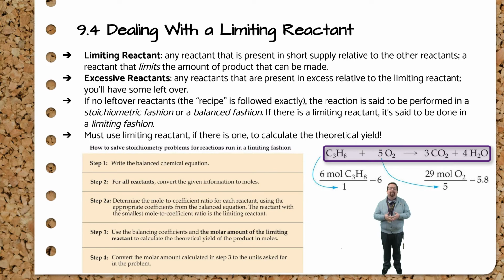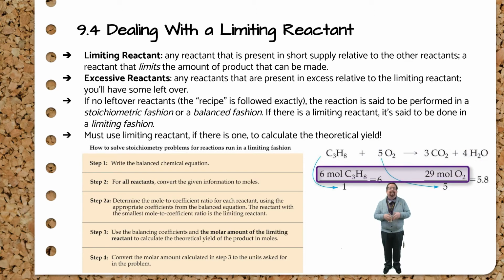So, for example, in the combustion of propane, 1 mole of propane molecules reacts with 5 moles of oxygen molecules. If I'm told that I have 264 grams of propane and 928 grams of oxygen, I divide each of those by their molar masses, and I determine that I've got 6 moles of propane molecules and 29 moles of oxygen molecules. That's not enough to determine our limiting reactant yet because these two substances don't react in a 1-to-1 ratio.